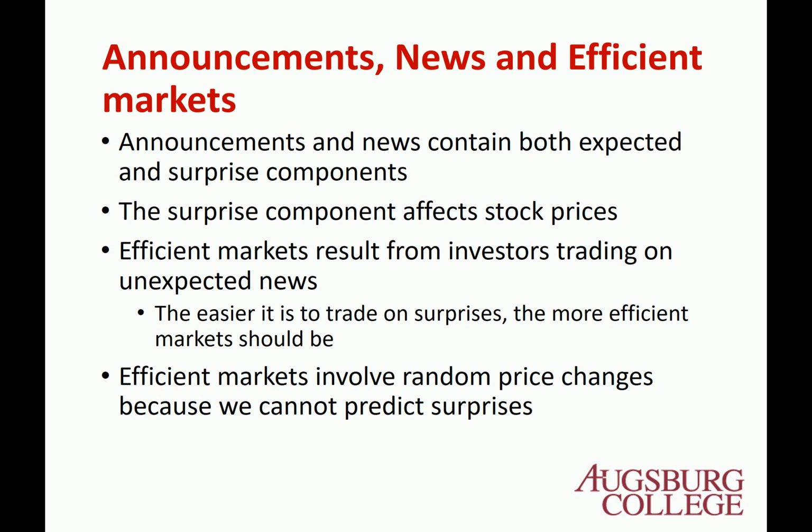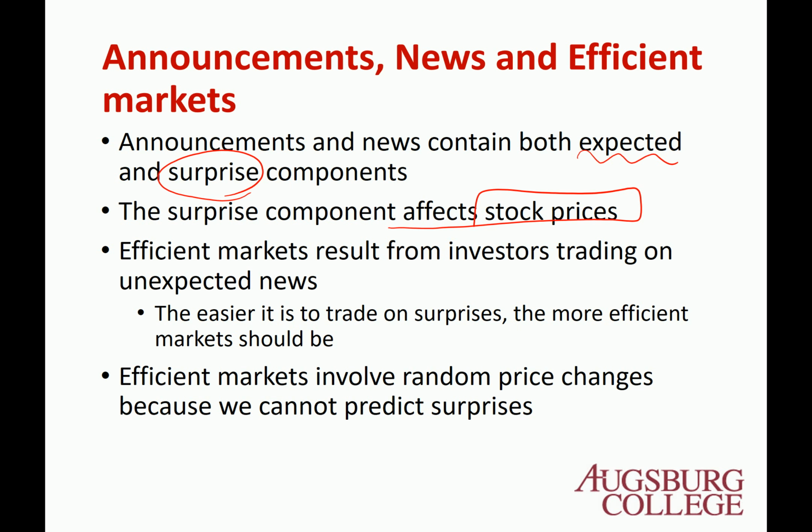So let's talk about the announcement, news, and efficient markets. Announcement and news are very important components for the stock market. The price should reflect this announcement and news. And this announcement news has two different types. One is the expected one, the other is surprise. The expected one, basically, the price reflects already. However, because it's a surprise, one cannot reflect it in prices. So the surprise component affects the stock price.